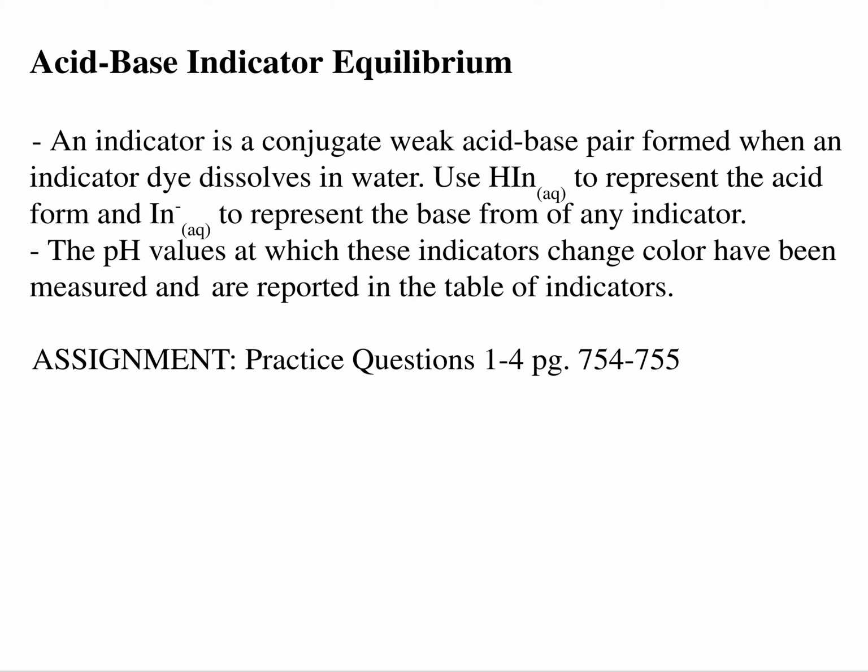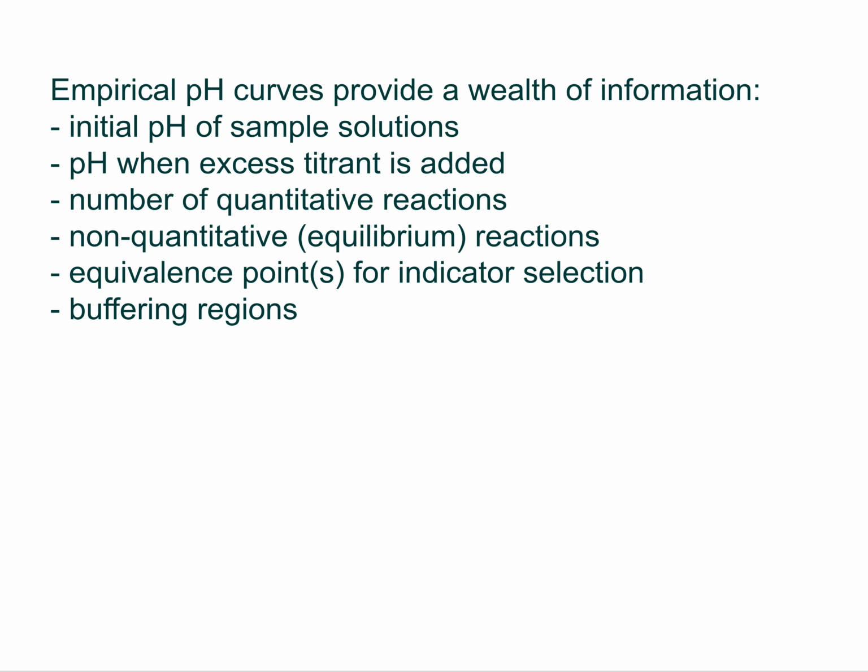And that color change as the pH changes allows us to detect when we have gone through a dramatic change in pH. We use these pH curves because they actually provide a lot of useful information. They tell us what the initial pH of a solution is. They can tell us the point at which an excess titrant is being added as soon as you've crossed over that equivalence point. They can tell us how many quantitative reactions are taking place. They can tell us how many equilibrium reactions are taking place too. And they can help us with selecting an indicator if we are testing out another acid.